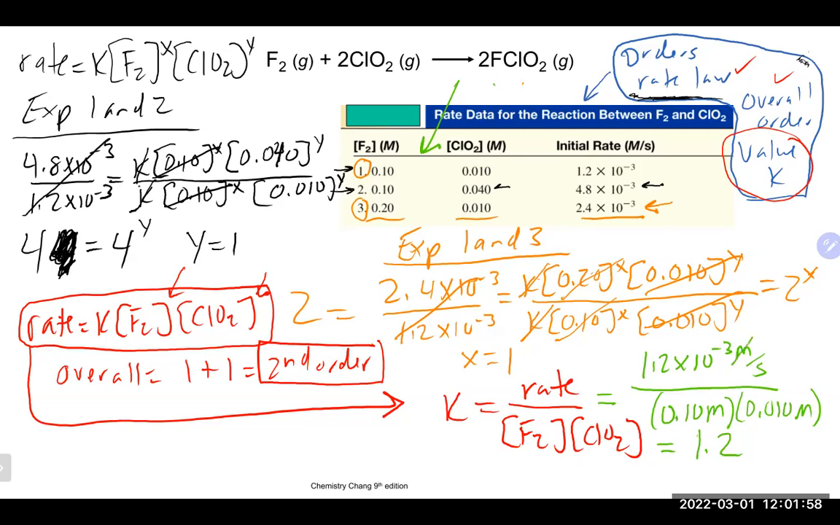A molarity up on top and a molarity on the bottom cancel. You end up with 1 over molar seconds. Yes, and those units are actually the correct units for a second order reaction overall, 1 over molar seconds. One of the things we will learn is the units of the rate constant will tell you what type of reaction you're dealing with, and that is specific for a second order reaction.